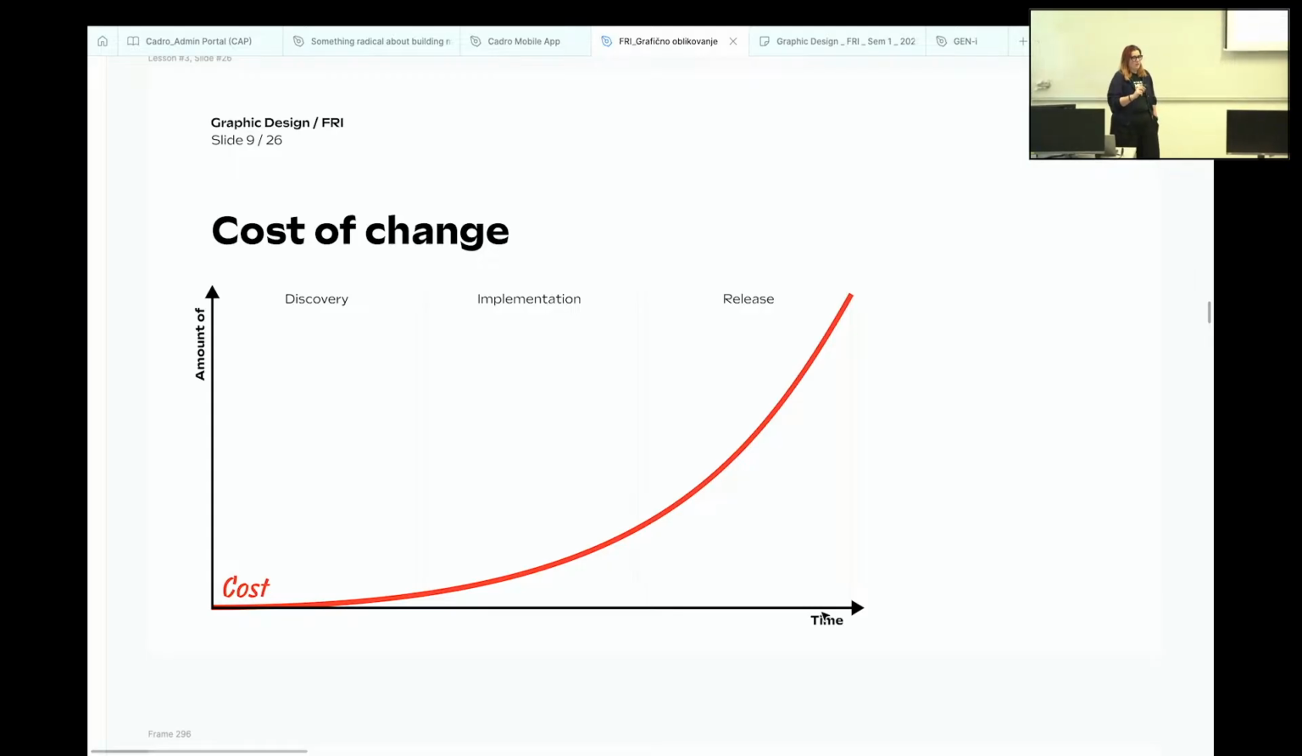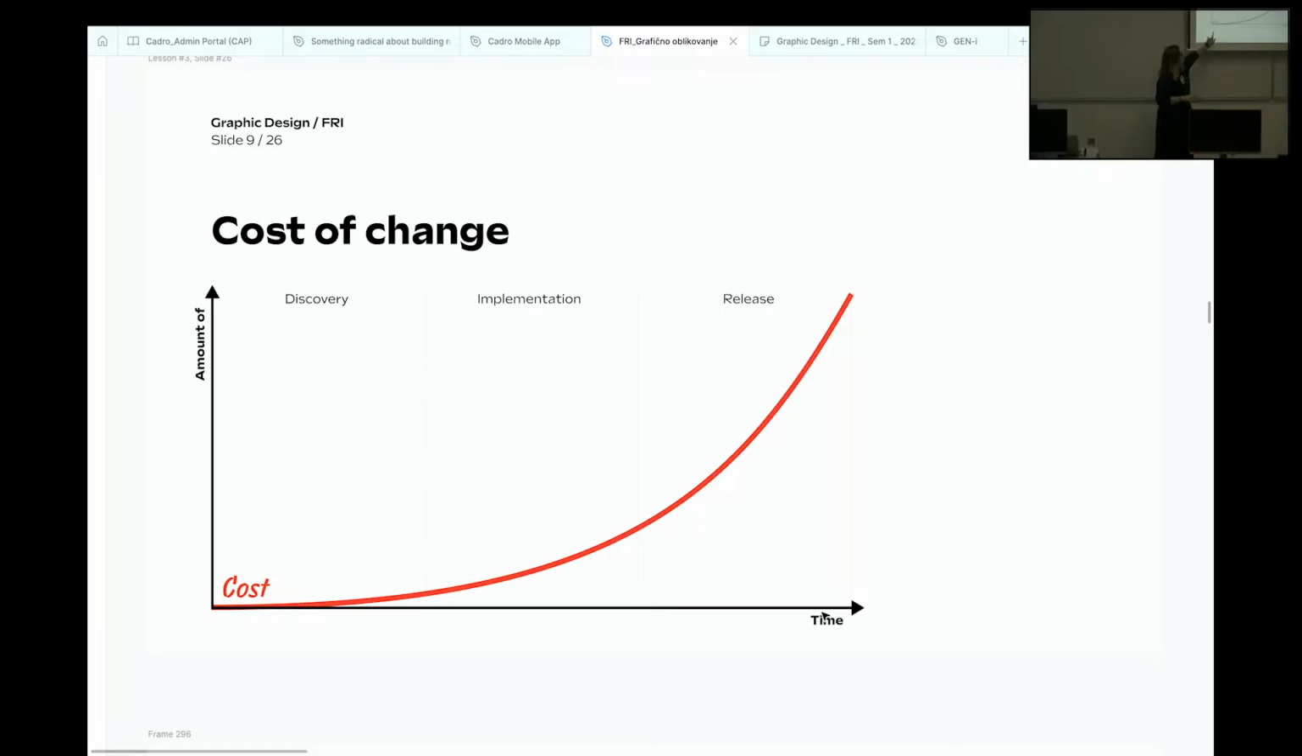And if you ever need to defend why we need to do discovery, why we need to do research, this is a good slide to show.